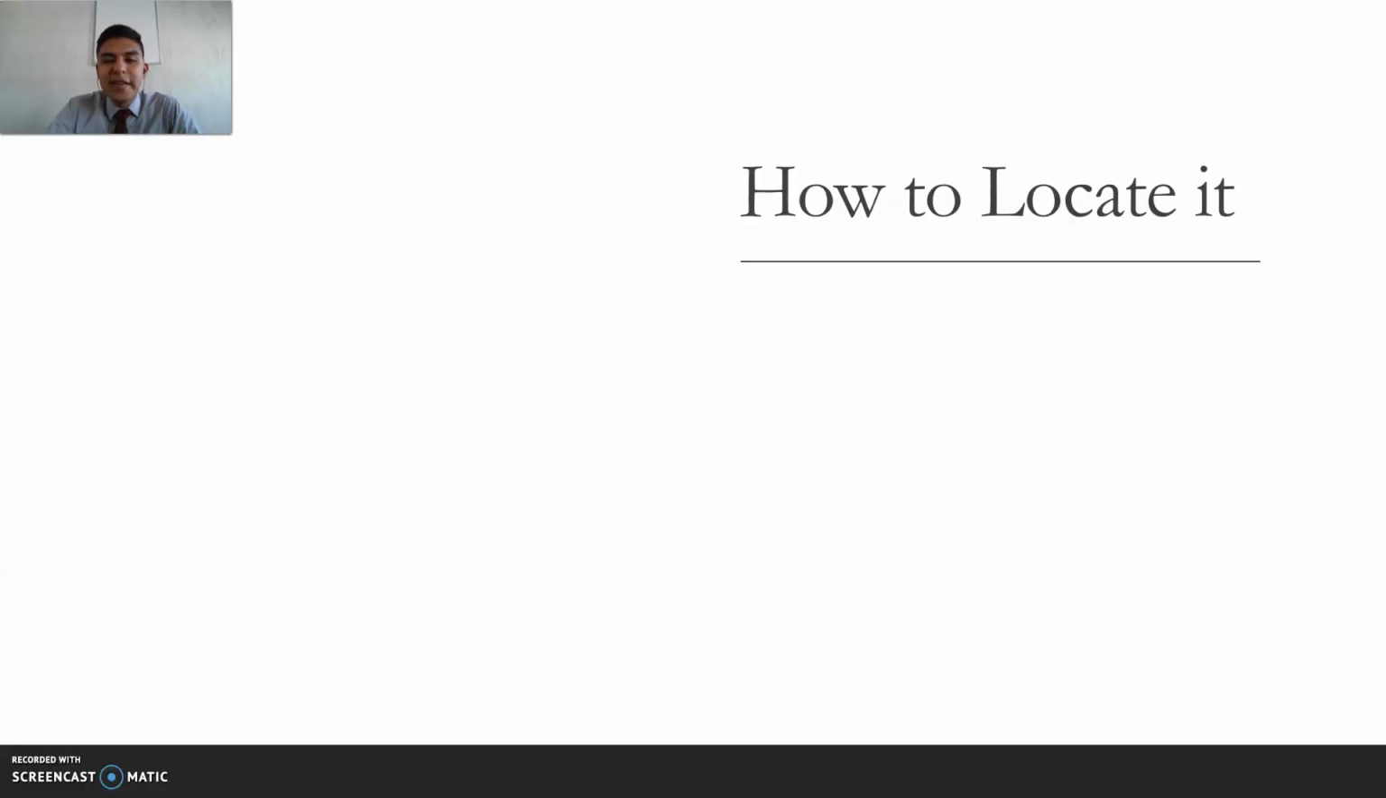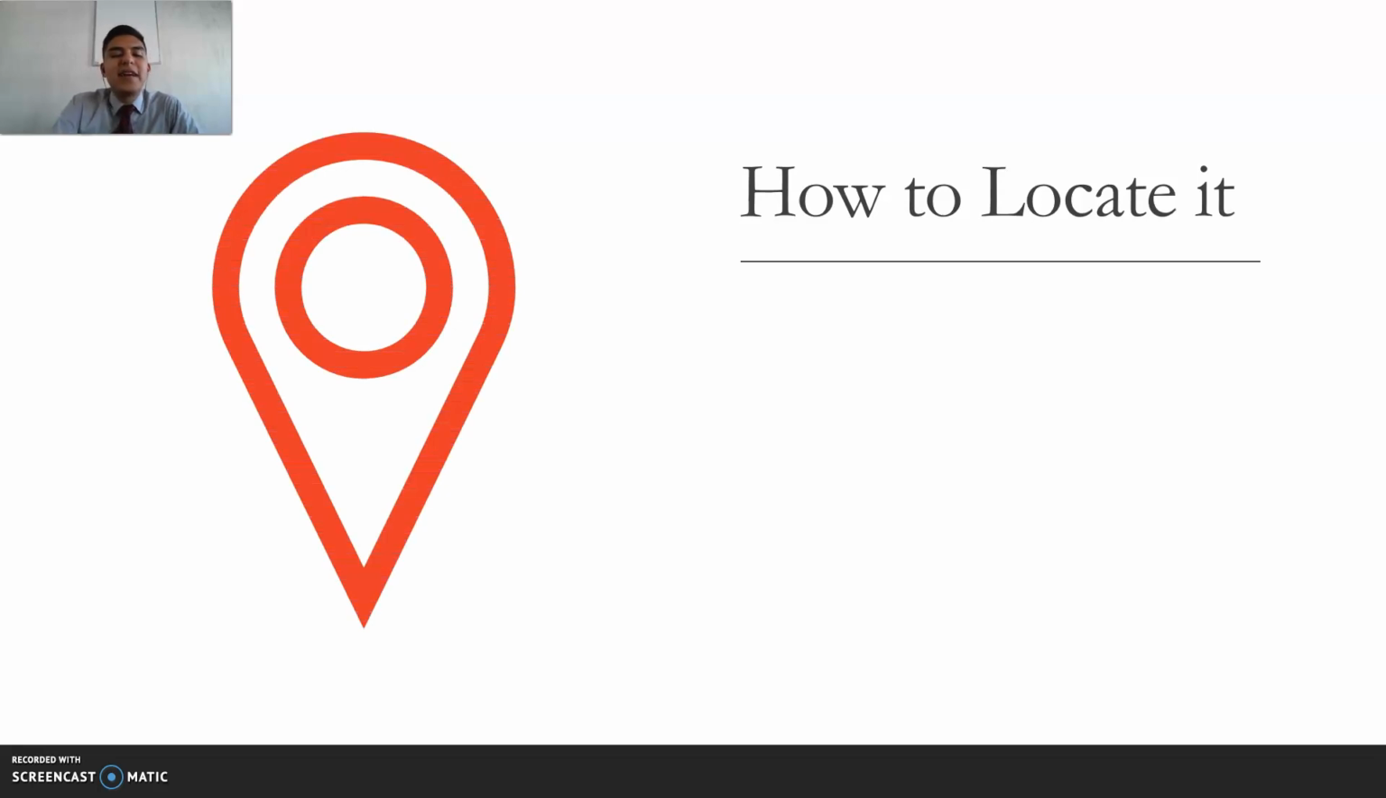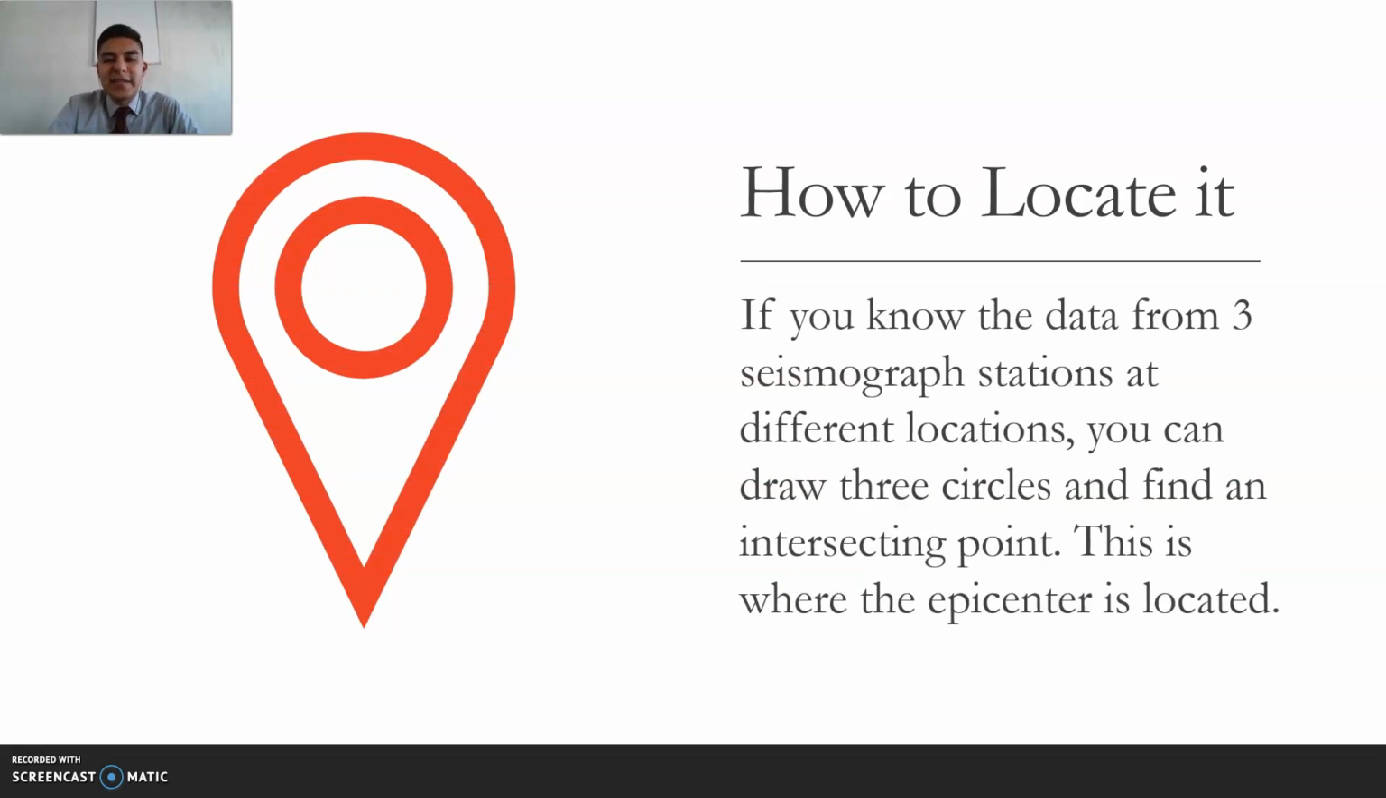All right, so let's continue. I'm sorry about it. There you go. Let's continue. So how to locate it? How do scientists actually locate the epicenter of the earthquake, of course? So just like it says here, if you know the data from 3 seismograph stations at different locations, you can draw 3 circles and find an intersecting point. This is where the epicenter is located.